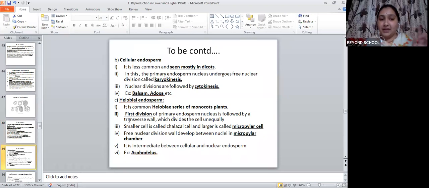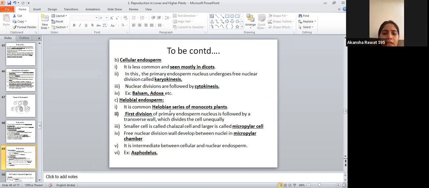All right. Now let's move further, that is helobial endosperm. The third type of endosperm is helobial endosperm. It is very commonly found in monocot plants. Mostly found in which plants? The Helobiae series.